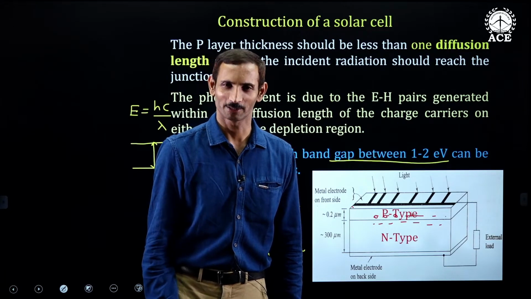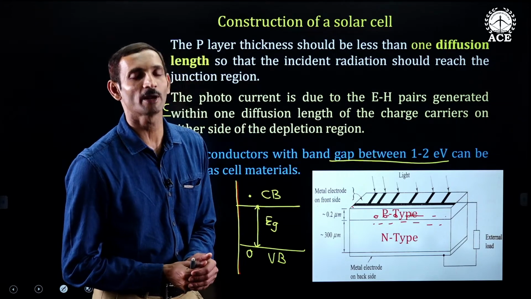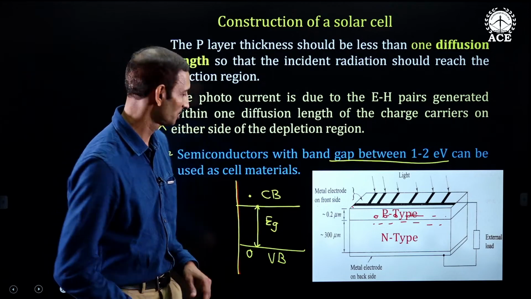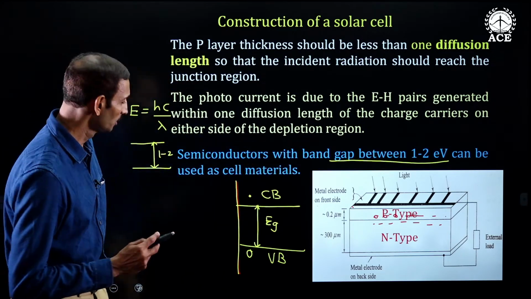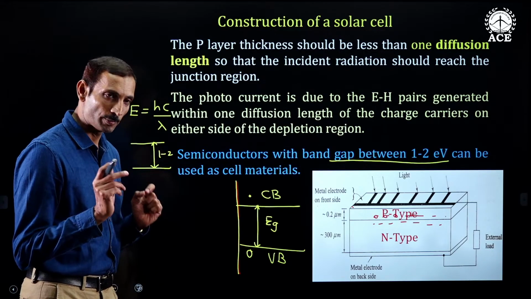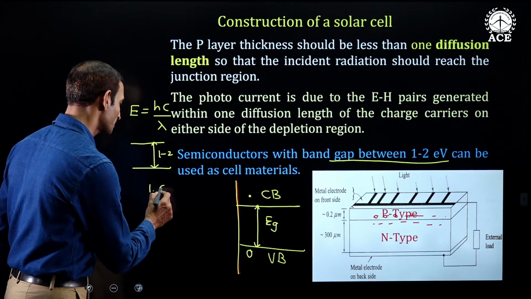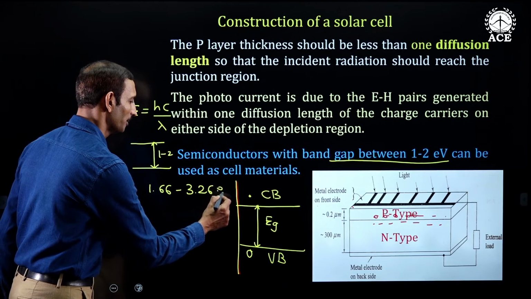But that is not going to be the case. Some photons are going to miss out anyway. That's why quantum efficiency can never be 100%. Maybe somewhere of the order of 60 to 70% for the materials. Okay, coming back to the band gap concept here. Do you know the light would be produced from an LED when the band gap lies between 1.66 to 3.26 eV.